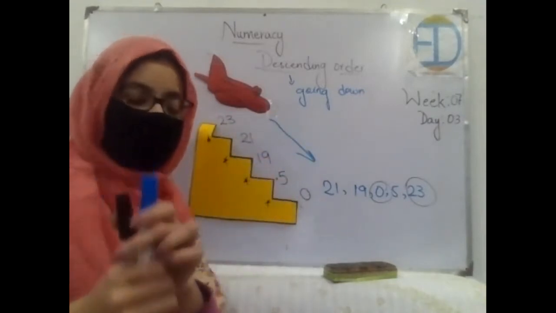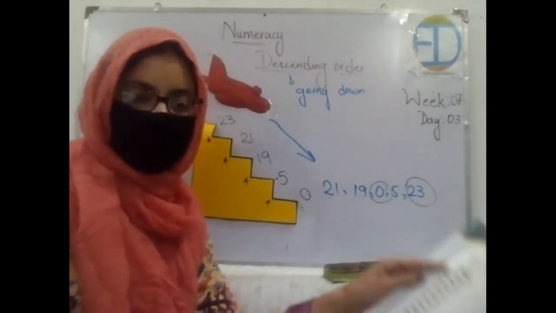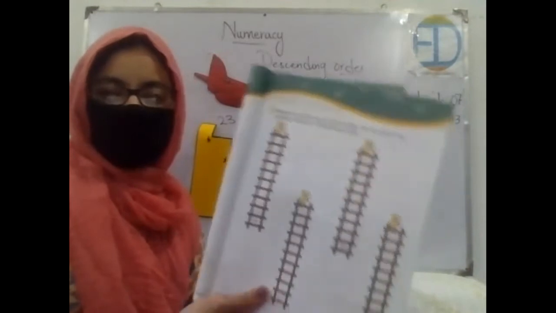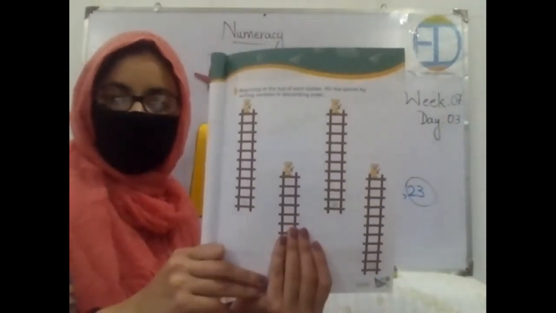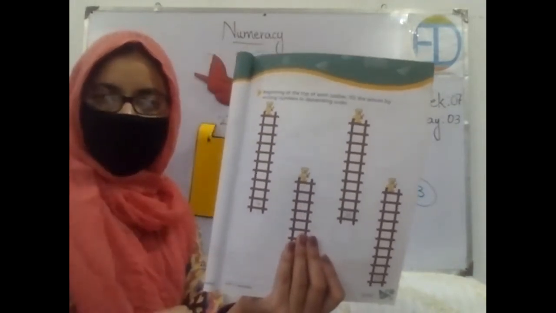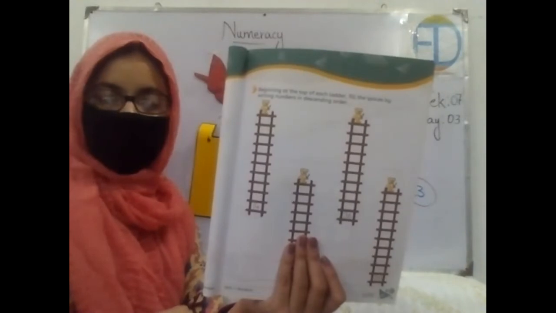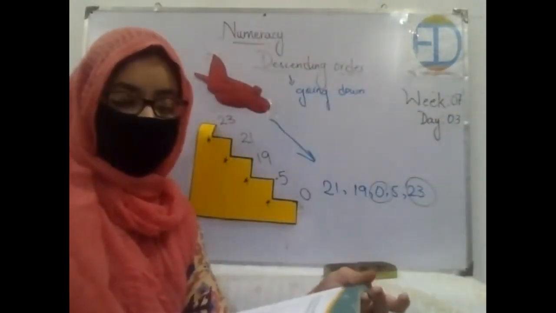Got it? Okay, now I want all of you to open your books, page number 31. This is your books, page number 31. Hurry up, all of you, open this. Done? Take out your pencils, write CW and today's date on this page.